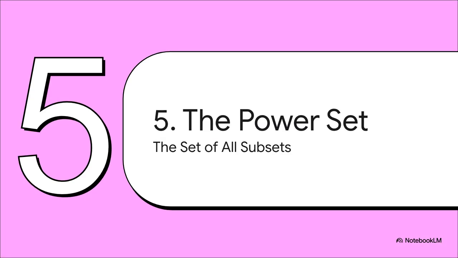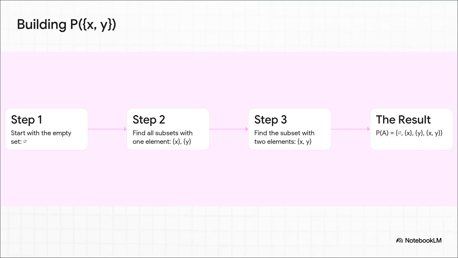Okay, this all leads us to our final and, honestly, most powerful concept. If we can have subsets, what if we made a giant new set that contained all the possible subsets of another set? Well, that's a thing, and it's called the power set. Let's actually build one right now.